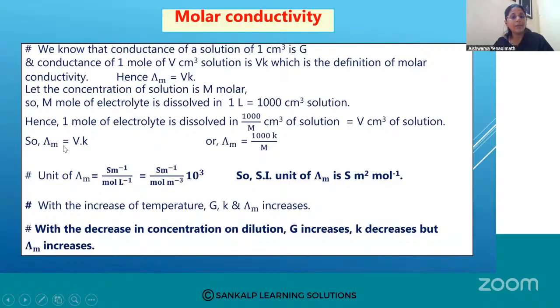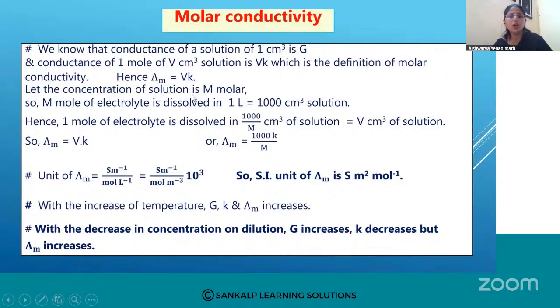So lambda m, we know that conductance of 1 cc of solution is G, and conductance of 1 mole of V cc solution is V kappa, which is the definition of molar conductance. You just noted it. So molar conductance is V into kappa.